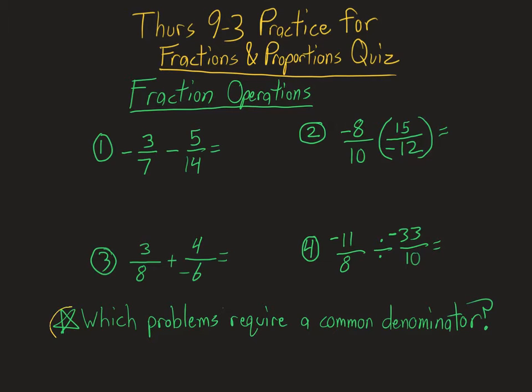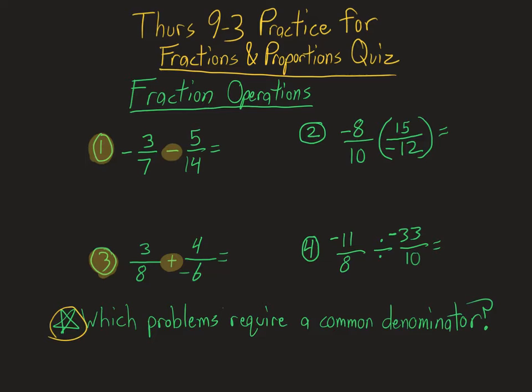Starting at the bottom. Which problems require a common denominator? Anytime we add or subtract, we have to have a common size piece, okay? That means number 1 and number 3 require common denominators, okay? 2 and 4, multiplying and dividing, can be done with any types of fractions with each other. There's no requirement. We're not working with same size pieces that need to match up.